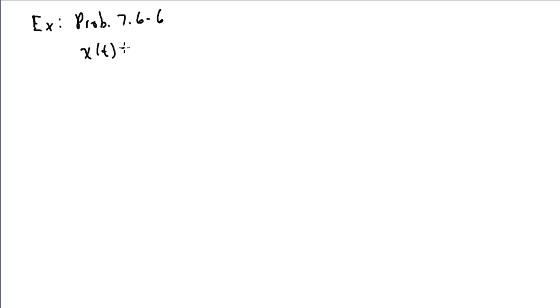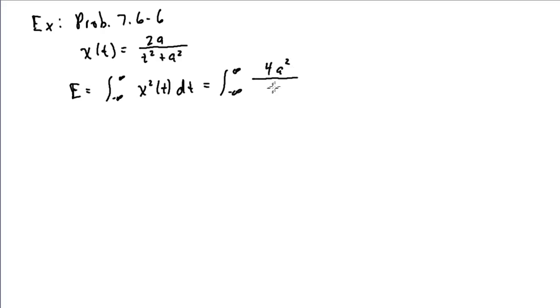where we're given x(t) equal to 2a over t² plus a². We can compute the energy in the time domain, the integral from minus infinity to infinity of x²(t) dt, or the integral from minus infinity to infinity of 4a² over (t² plus a²)² dt, and then looking this up in a table of integrals or using your favorite symbolic computation software, the total energy contained in this particular signal is 2π over a.